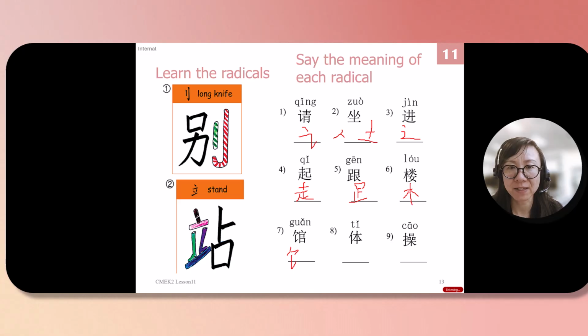And number 8, 提. It has the left-hand side half person or maybe standing person radical, because it has to do with body. And the last one, 操. So 操 means exercising or hand-related activities. So we've got 横, 竖钩, and 提. And these are the radicals that we can identify from these characters. And also we need to make sure that we can say out the meaning of each one of these radicals.